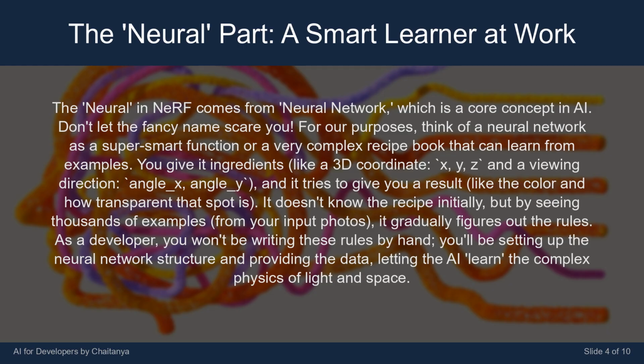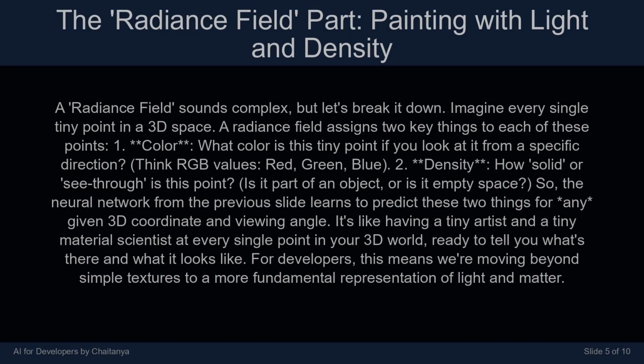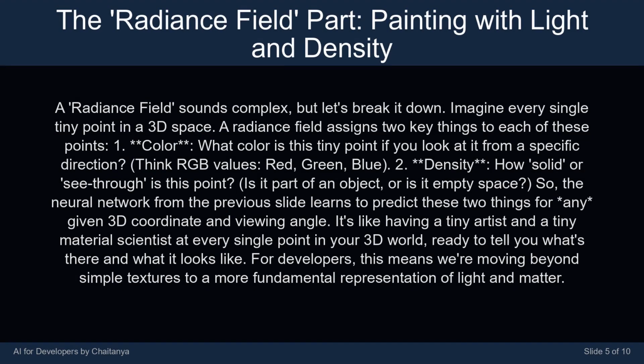like the color and how transparent that spot is. It doesn't know the recipe initially, but by seeing thousands of examples from your input photos, it gradually figures out the rules. As a developer, you won't be writing these rules by hand. You'll be setting up the neural network structure and providing the data, letting the AI learn the complex physics of light and space.